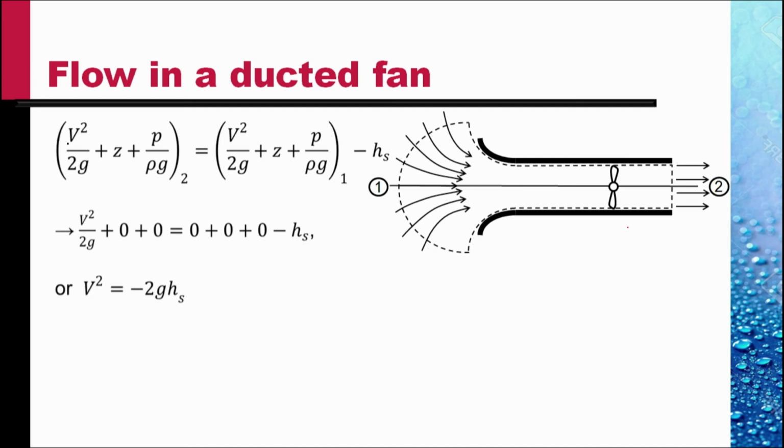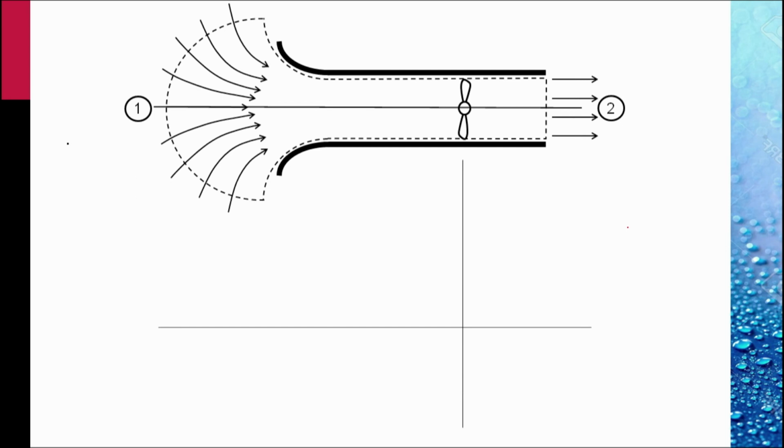Hs is the head supplied by the fan. Let's plot the variations of the heads. The total head up to the fan is 0 because the total head here is 0. Up till the fan, there is no input of energy, and if we neglect viscous losses, the total head would remain 0 there.